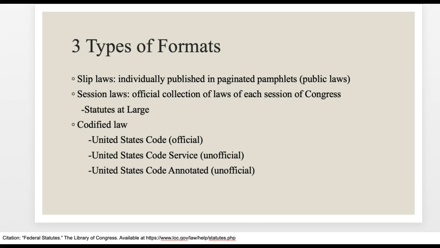Federal statutes are published in 3 different ways. First, they are published as slip laws, individual statutes published in paginated pamphlets. These are referred to as public laws. They are also published as session laws. Session laws are the official collection of laws of each session of Congress.